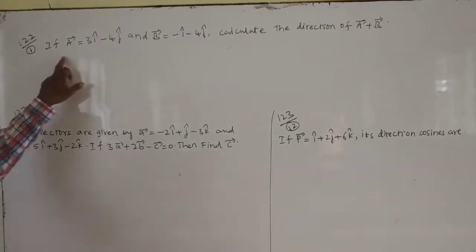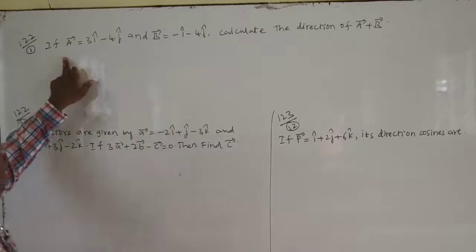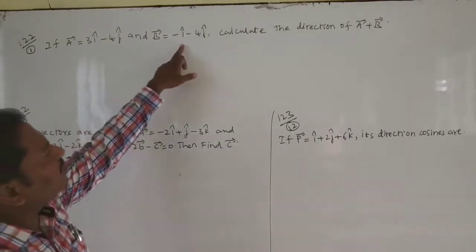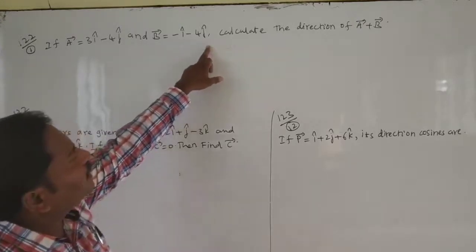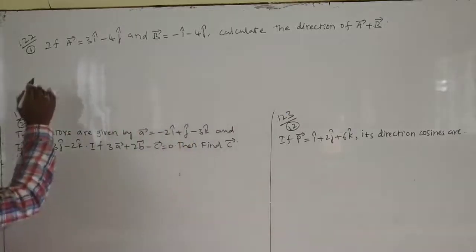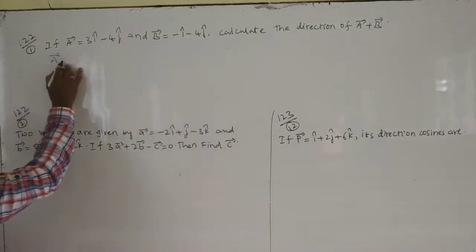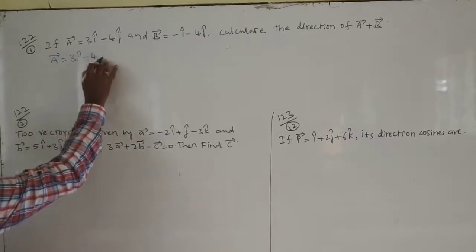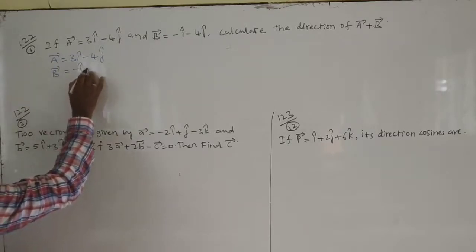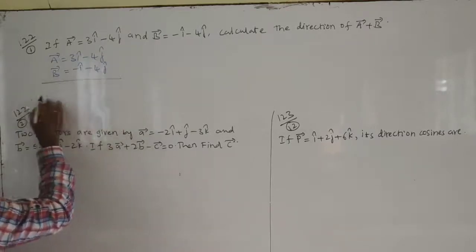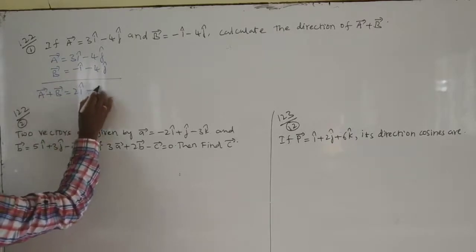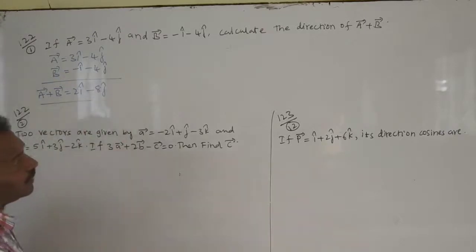If A bar equals 3i cap minus 4j cap and B bar equals minus i cap minus 4j cap, calculate the direction of A bar plus B bar. First we have to add these two vectors. Adding them, A bar plus B bar equals 2i cap minus 8j cap.